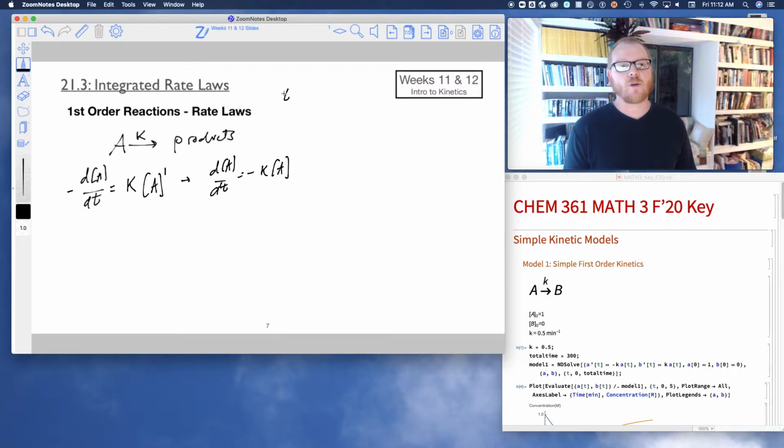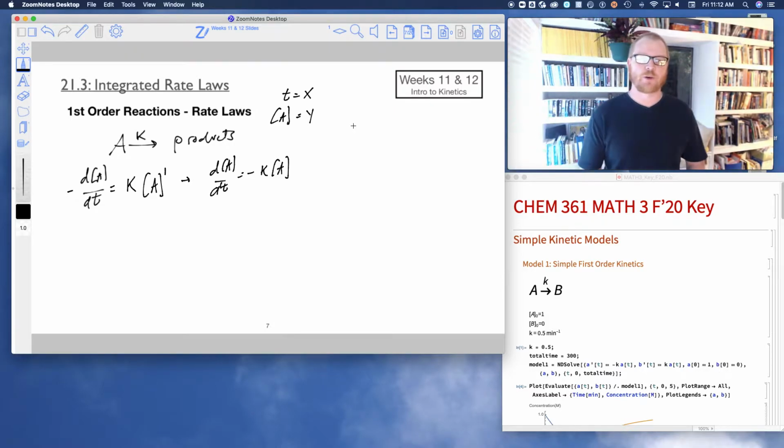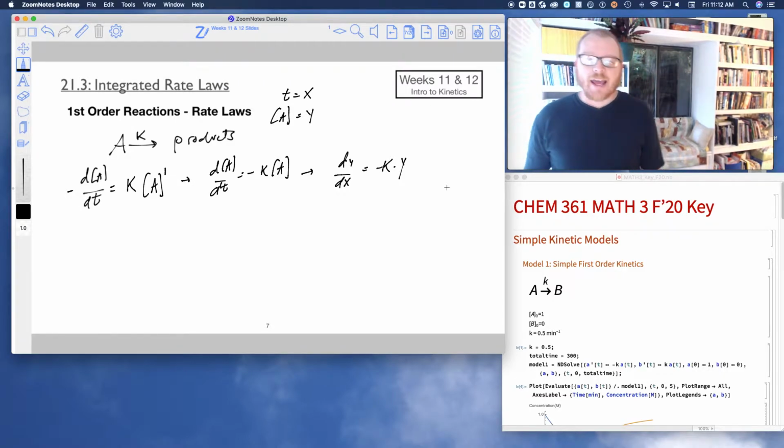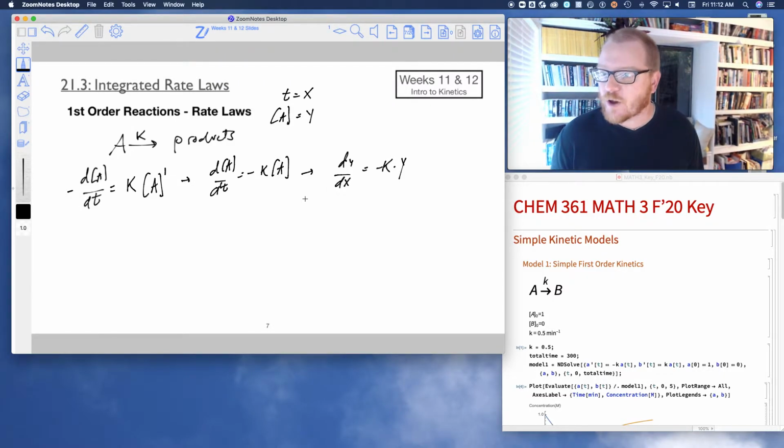So if I call t equal to x and concentration equal to y, just to make this a little bit simpler to view, then this is a differential equation of the form dy dx equals negative K times y, okay? And as it turns out, we can solve this. I'm going to solve this equation next, okay?